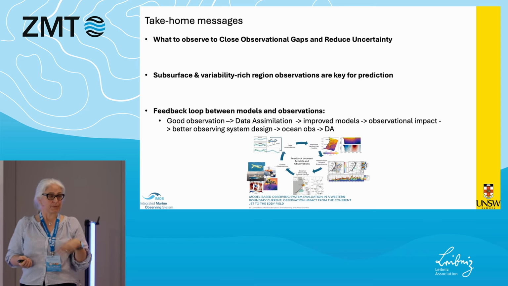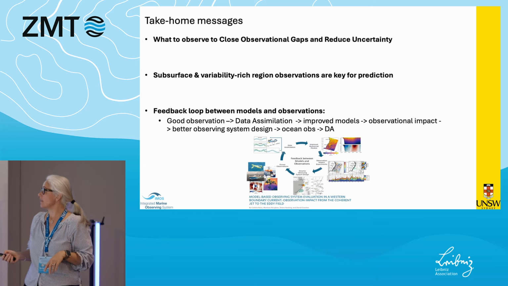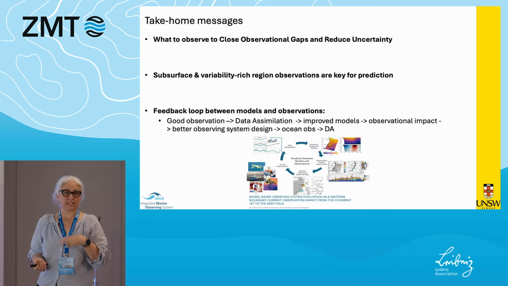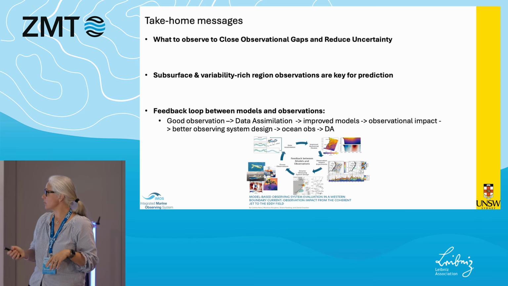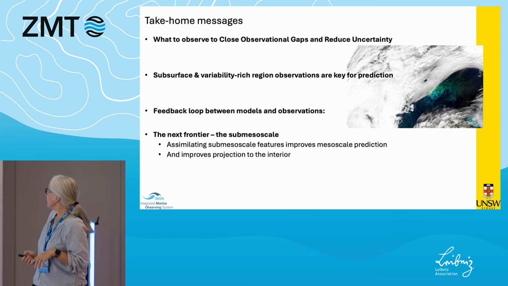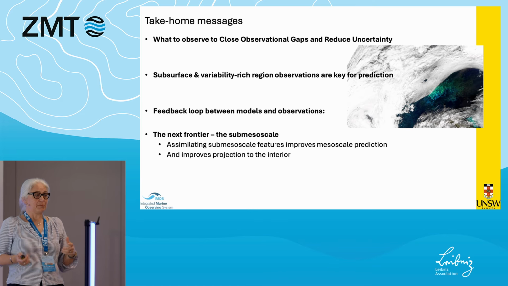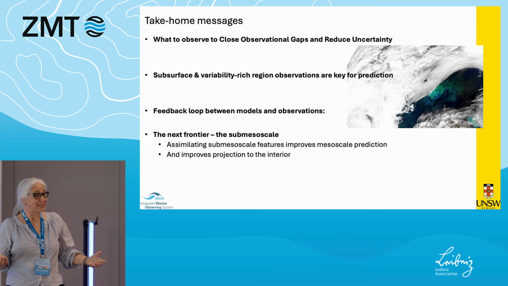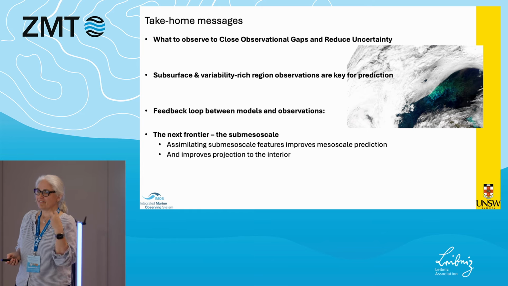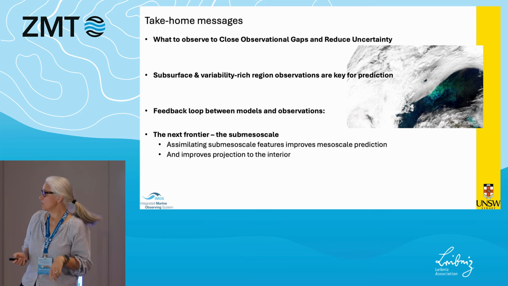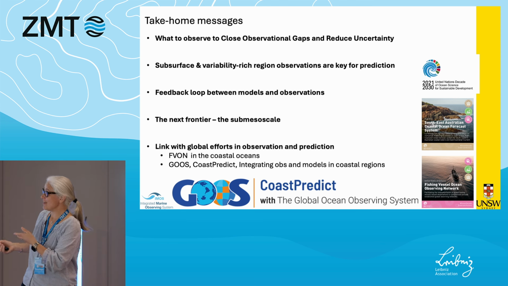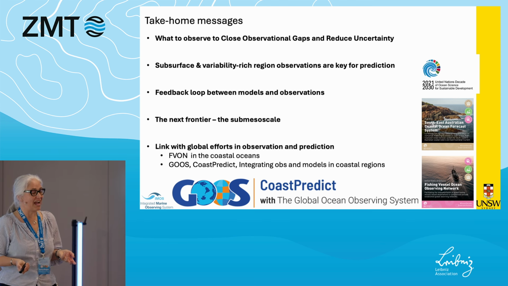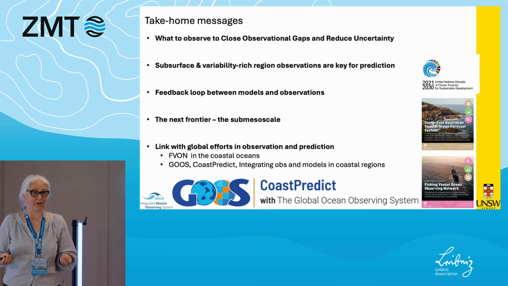We need a feedback loop between our models and our observations to improve the quality of both, and better observing system design comes out of integrating our observations into the model and looking at the results quite closely. Obviously the sub-mesoscale is the next frontier, but it may or may not be important in this room, but we need fine scale observations to actually constrain our models at that scale. And link with global efforts, and this is a really good initiative to do that, right? We can't do it on our own.